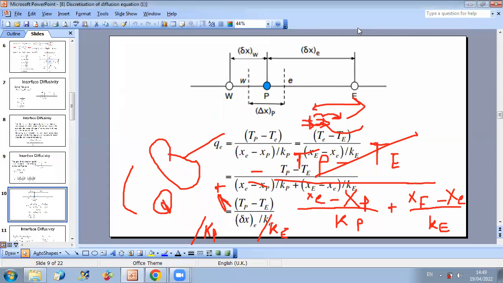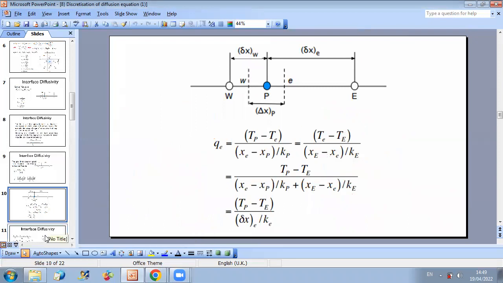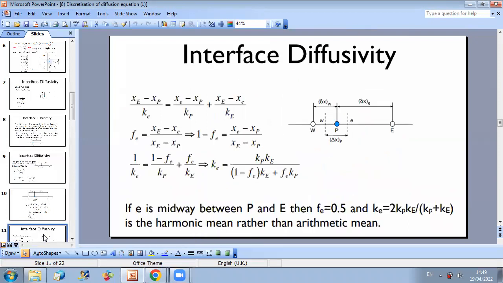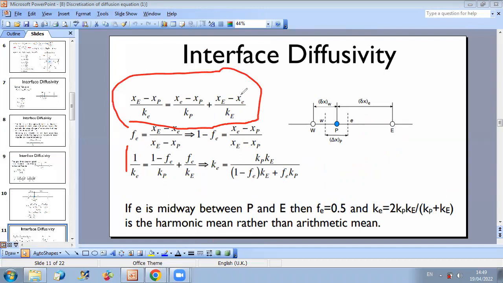So this will give you the following interpolation. If you rearrange your terms, okay, so by rearranging our terms, we get the following expression for Ke. You have 1 over Ke. إذا بتلاحظوا هون, okay, this is the equation we got by just dividing all terms by Xe minus Xp اللي هي delta X east. Okay, you can come up with an equation of K east function of KP و KE.